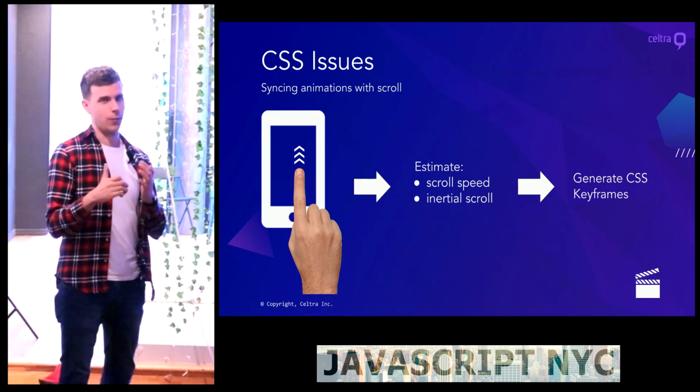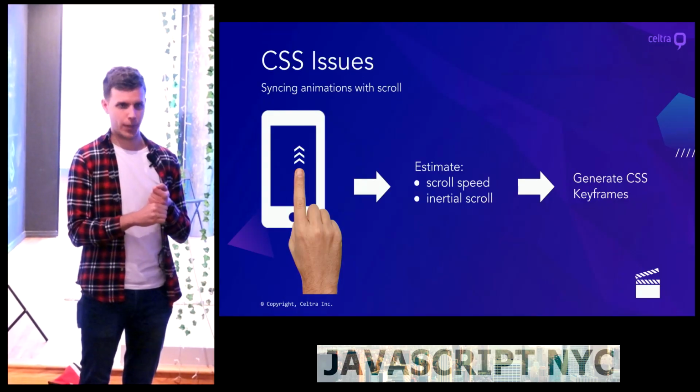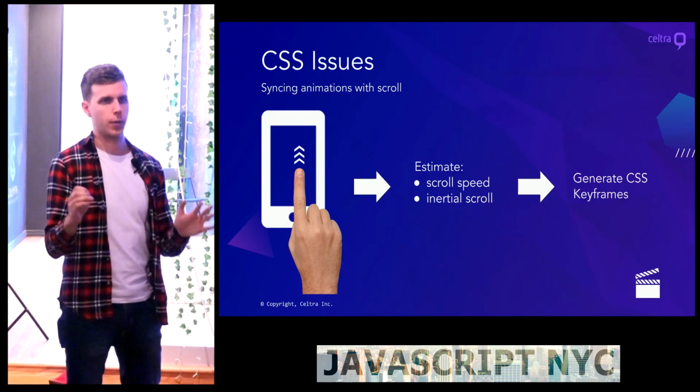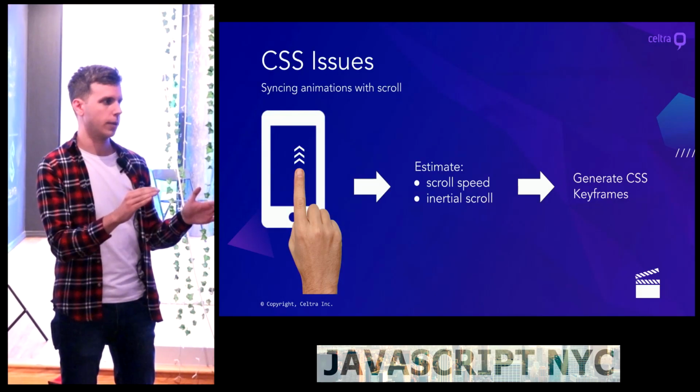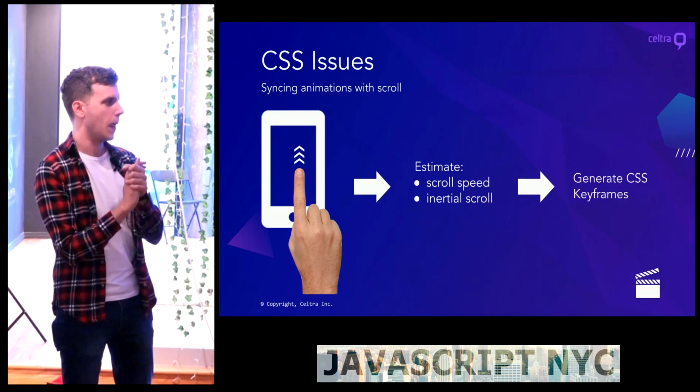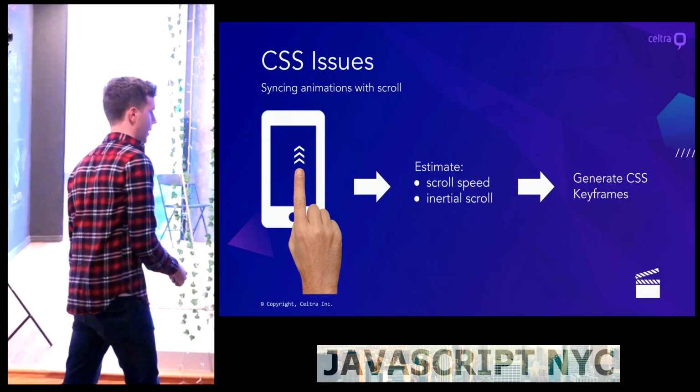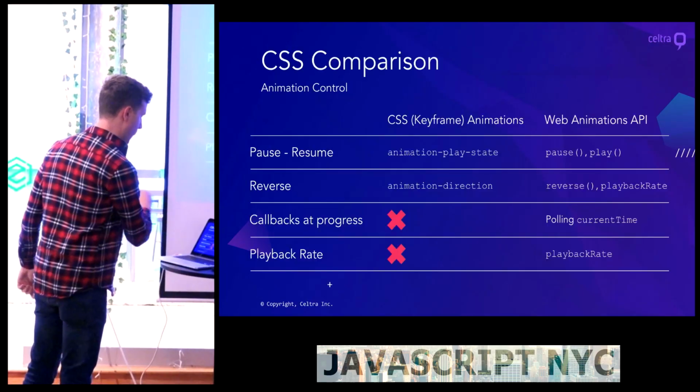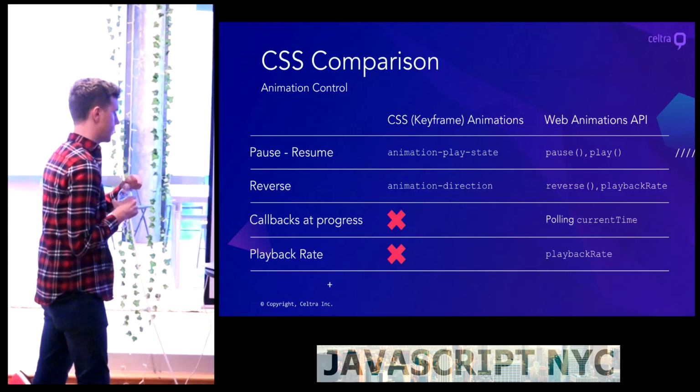If we use, again, Web Animations API for this, this would solve the issue because we would just map the scroll to the current time of the animation. But again, Web Animations API isn't supported everywhere, so this wasn't a good solution for us.